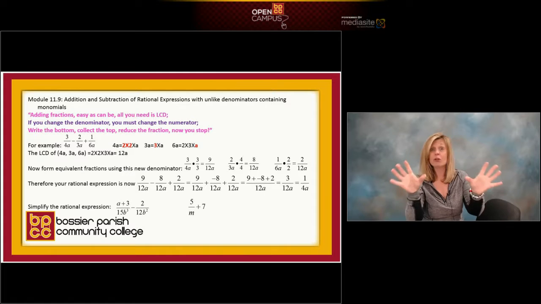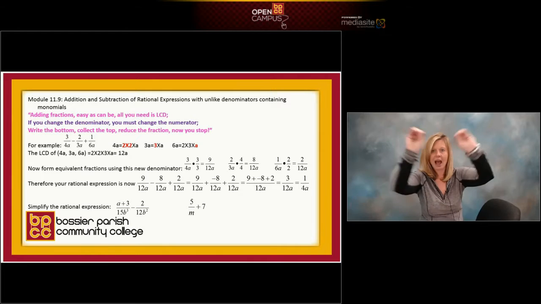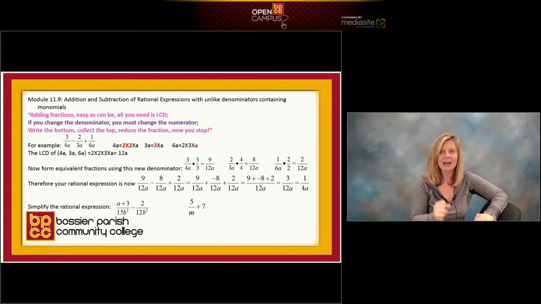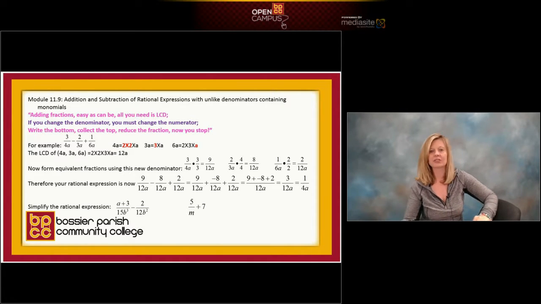So guys, if you know those denominators are not the same, if that denominator is a 2 and that denominator is a 3 and they're not the same, we're going to have to change them by making the LCD. And when we change that denominator, we'll have to change the numerator. Then we can write the bottom, collect the top, reduce the fraction, then we'll stop. So we have one extra step. Okay, let's look at our PowerPoint.